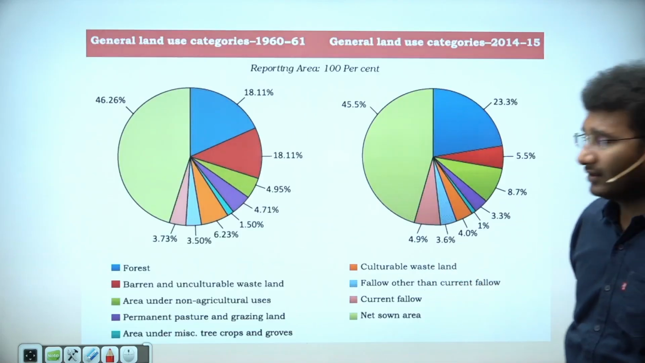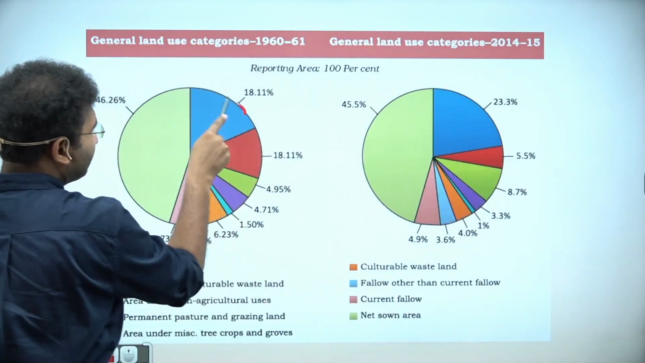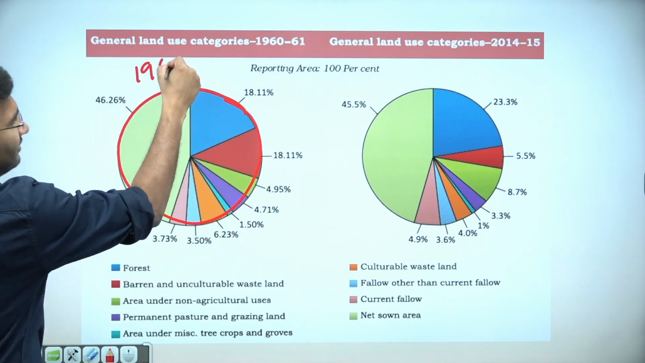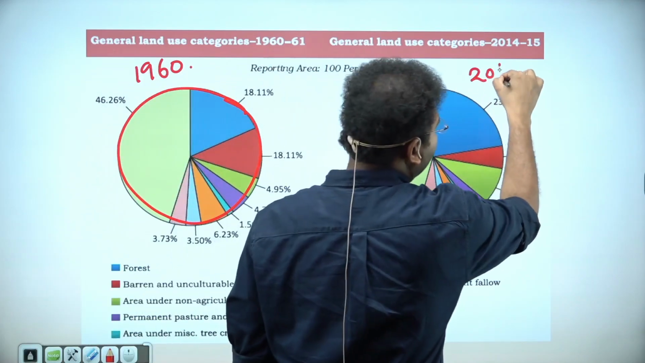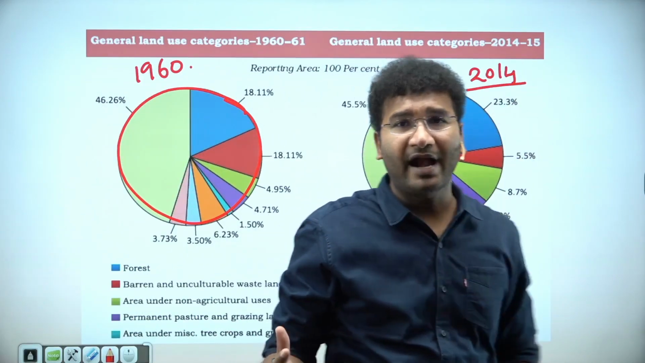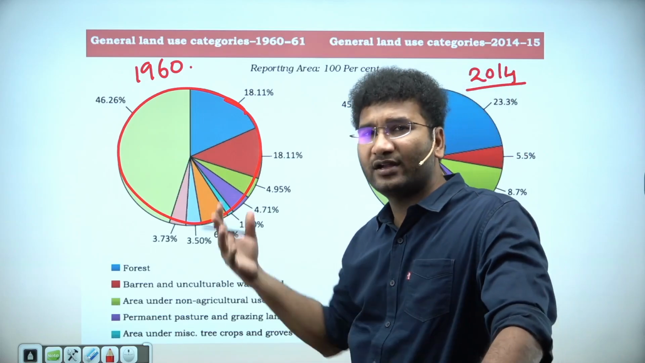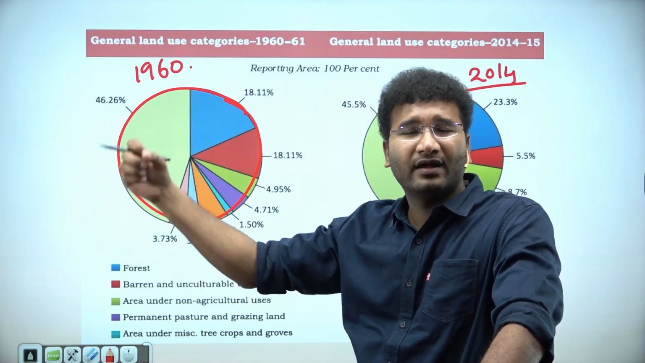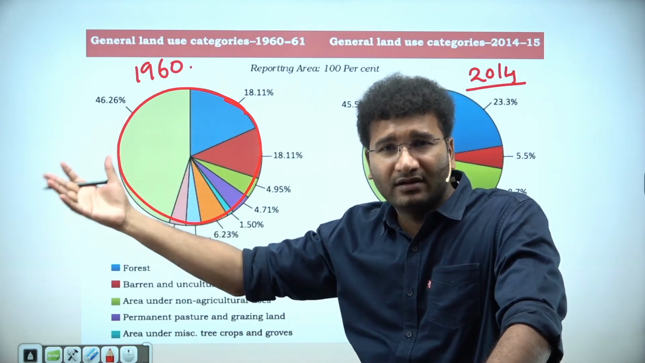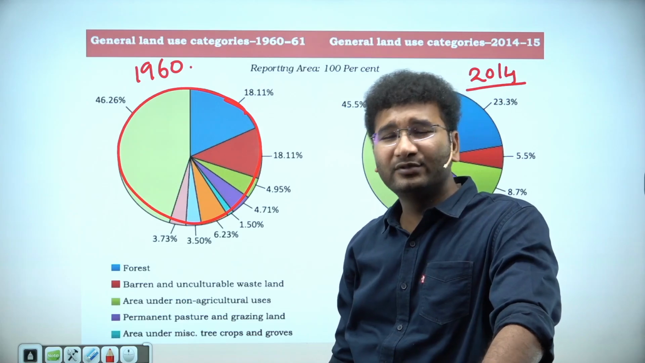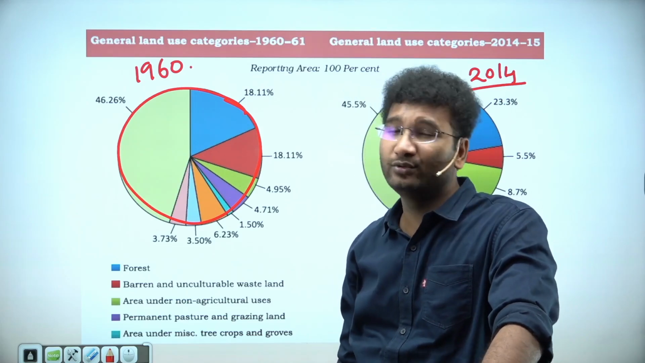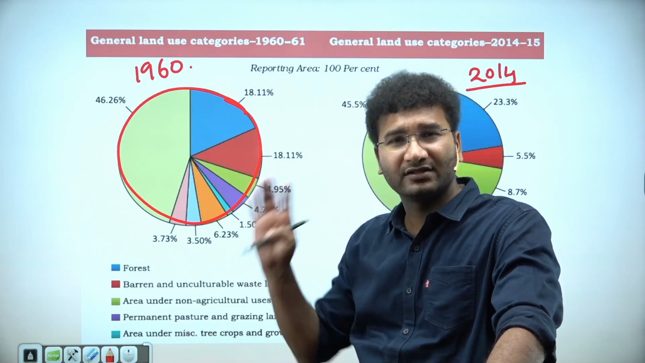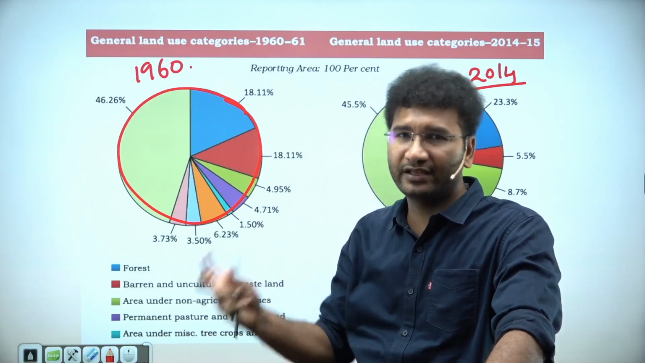Look here. Imagine this is your land. This is 100% of the entire land, and this is in the year 1960. This is in the year 2014. See, how has the land use changed? Land use, in the sense, you can build a house in a particular place, or you can build a dam there, you can also go for agriculture there. Are you using it for the purpose of agriculture, or a dam, or are you using it for construction? This is called land use. Land use is in various forms.